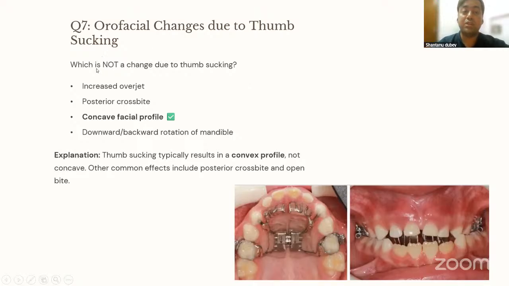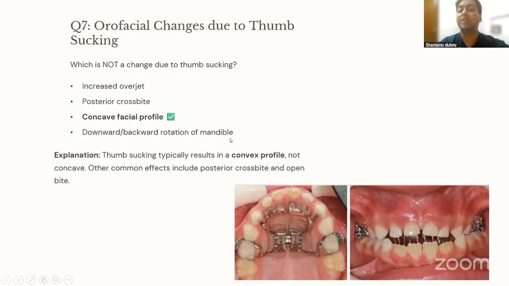"Not" is an important term. We know that thumb sucking causes a convex facial profile. Concave is mentioned, but concave is not a change due to thumb sucking. A convex profile would be the change, and hence this is the correct option. Backward and downward rotation of the mandible.